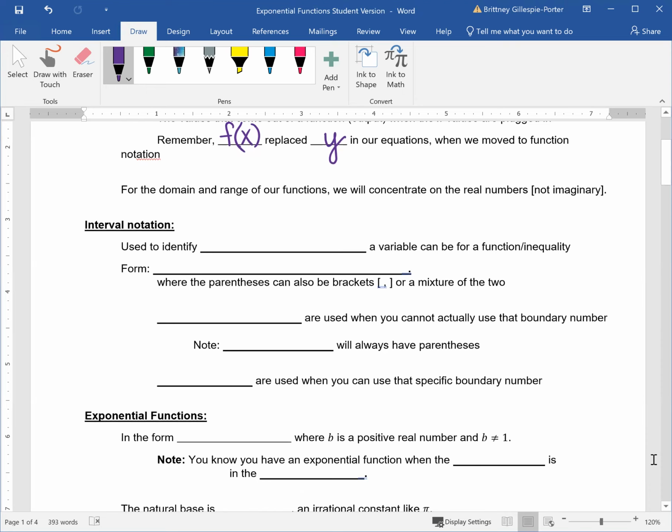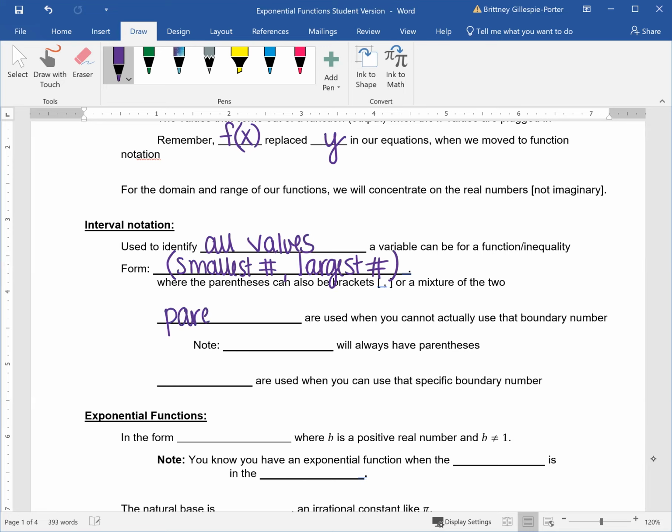Interval notation is used to identify all values a variable can be for a function or inequality. It's in the form parentheses, smallest number, comma, largest number, close parenthesis. And the parentheses can also be brackets, or you could have a mixture of the two, but it always goes smallest to largest.